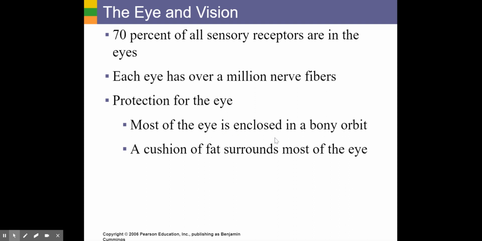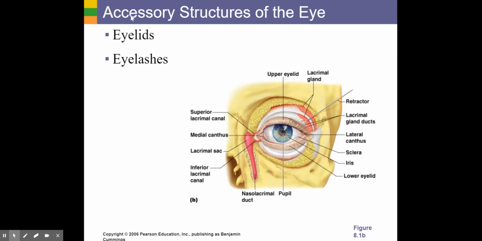The portion that is exposed is then further protected by a little piece of cushioning of fat that goes around the eye. It's under both lids. You've got a little bit of fat that helps keep it from getting damaged. Some of the basic accessory structures of the eye are the eyelids themselves, so there's an upper and lower, and then there are eyelashes. The main purpose for those is to help keep foreign debris from getting into the eye itself. The eyelashes do a pretty good job at trying to block most of that out.